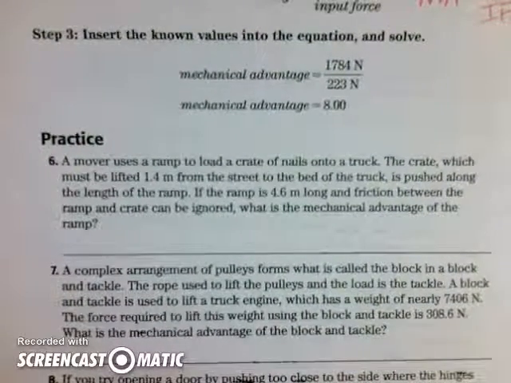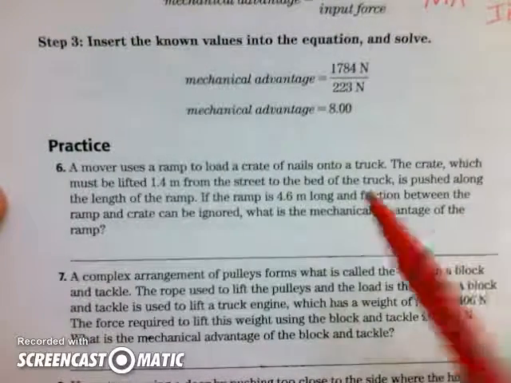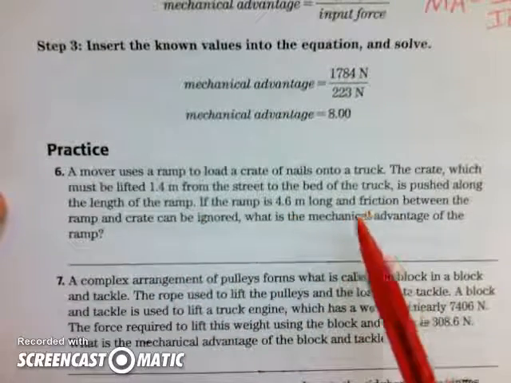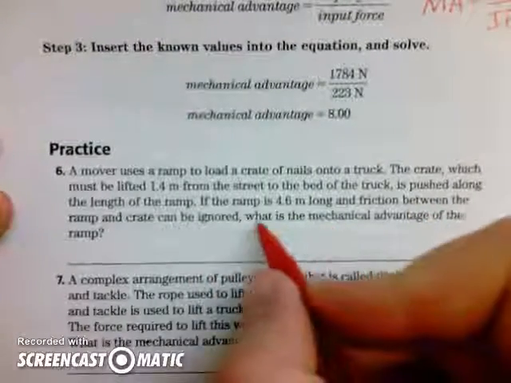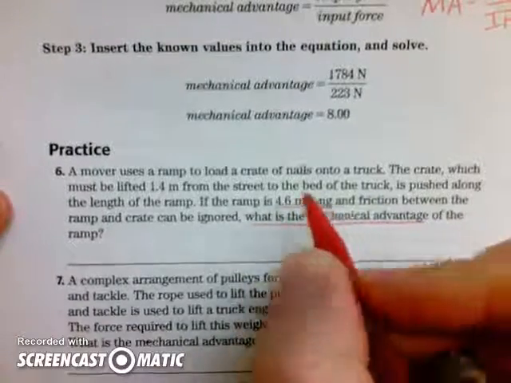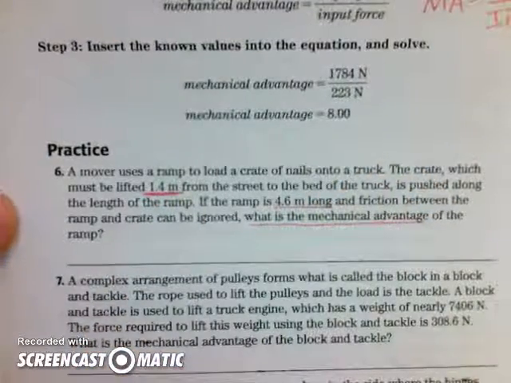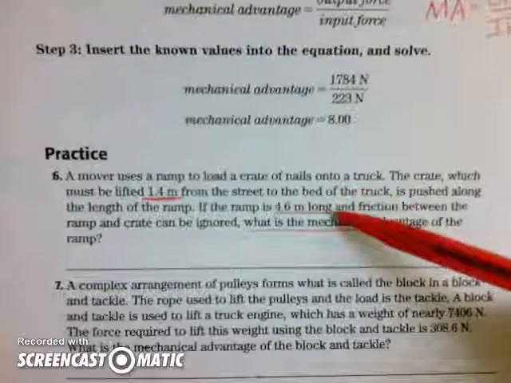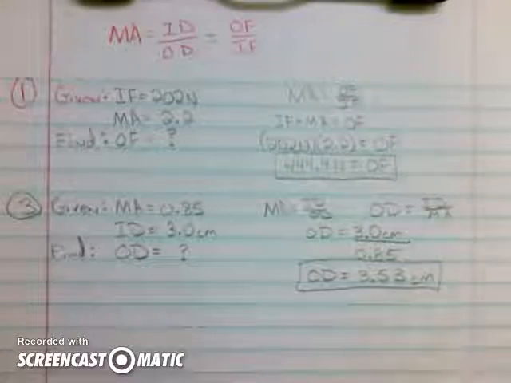A mover uses a ramp to load a crate of nails onto a truck. The crate, which must be lifted 1.4 meters from the street to the bed of the truck, is pushed along the length of the ramp. If the ramp is 4.6 meters long, and friction between the ramp and crate can be ignored, what is the mechanical advantage of the ramp? Okay, so we want to find MA, right? That's our question. This is the length of the ramp, and that's the height of the ramp. Now, mechanical advantage of a ramp is going to be the length divided by the height. We can think of this as the input distance divided by the output distance. All right, so let's go ahead and see what the mechanical advantage of it is.